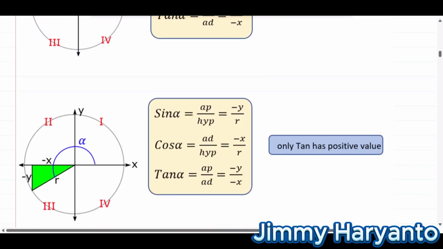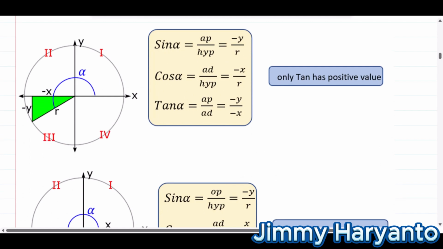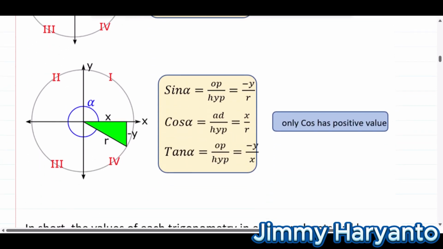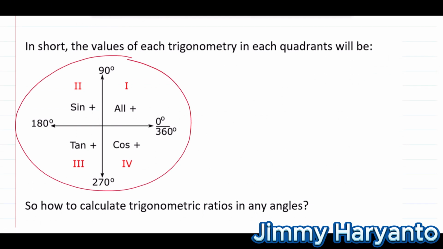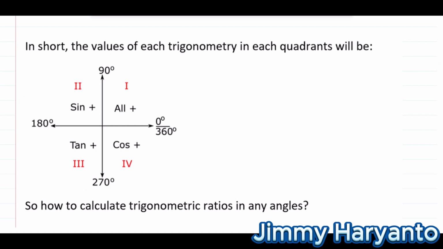Using the same rules, we can say that in the third quadrant, only tan has a positive value, and in the fourth quadrant only cos has a positive value. So if we summarize the calculation, we'll have these values of trigonometric ratios in the four quadrants, and I want you to memorize this.